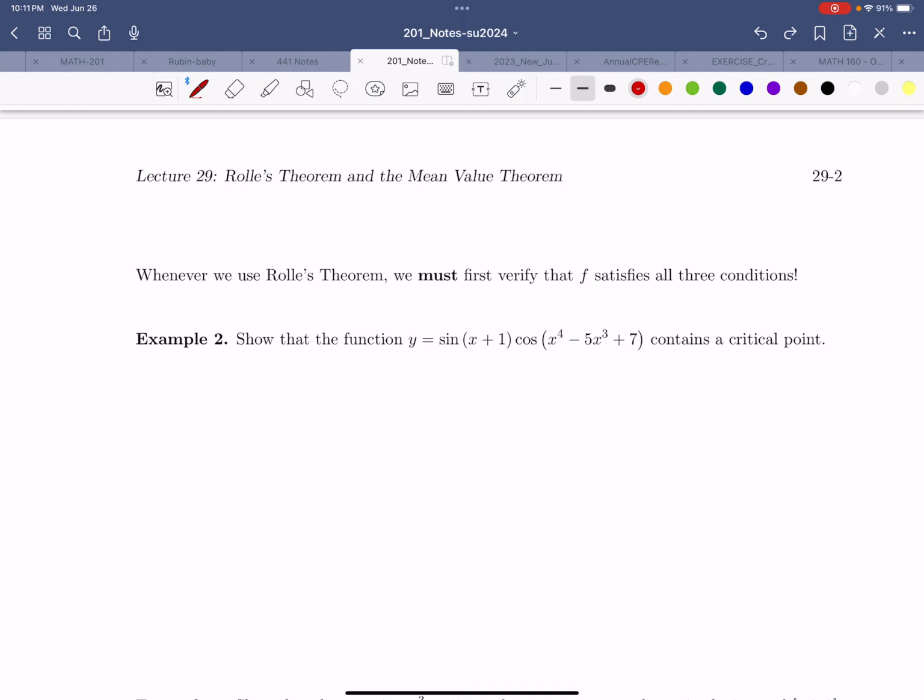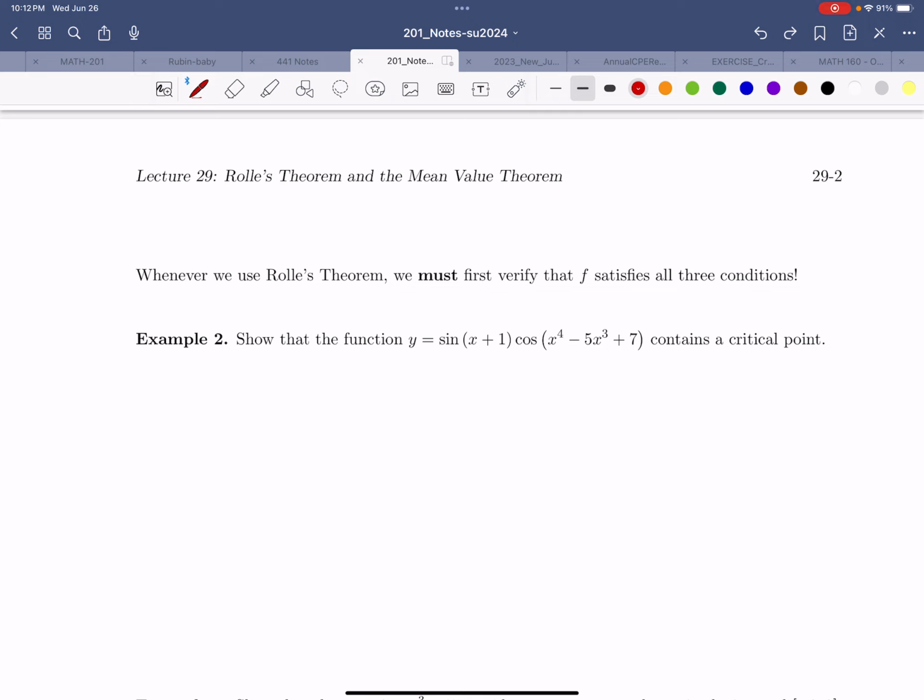Now, one thing to keep in mind if you want to use Rolle's theorem, you first have to verify that f is continuous, differentiable, and ends where it starts. So, for example, you might say, well, who cares? How is that useful? Well, here's an example, and this isn't even something in the book. I just came up with this example. Show that this function contains a critical point. Now, there are two ways to do this. You could go ahead and take the derivative, do that nasty product and chain rule, and set it equal to 0 and try to find when it equals 0. You have fun with that. Or you could use Rolle's theorem.